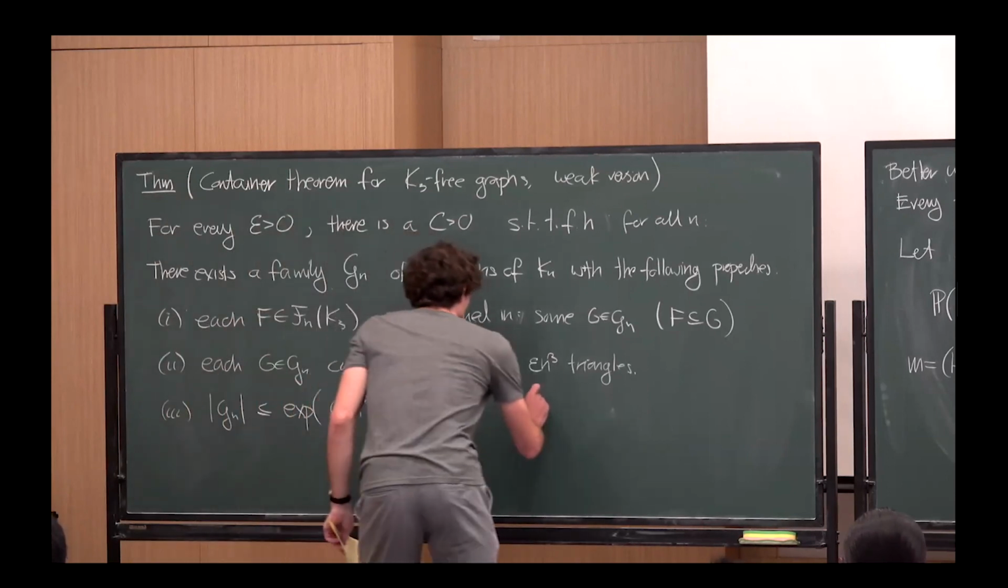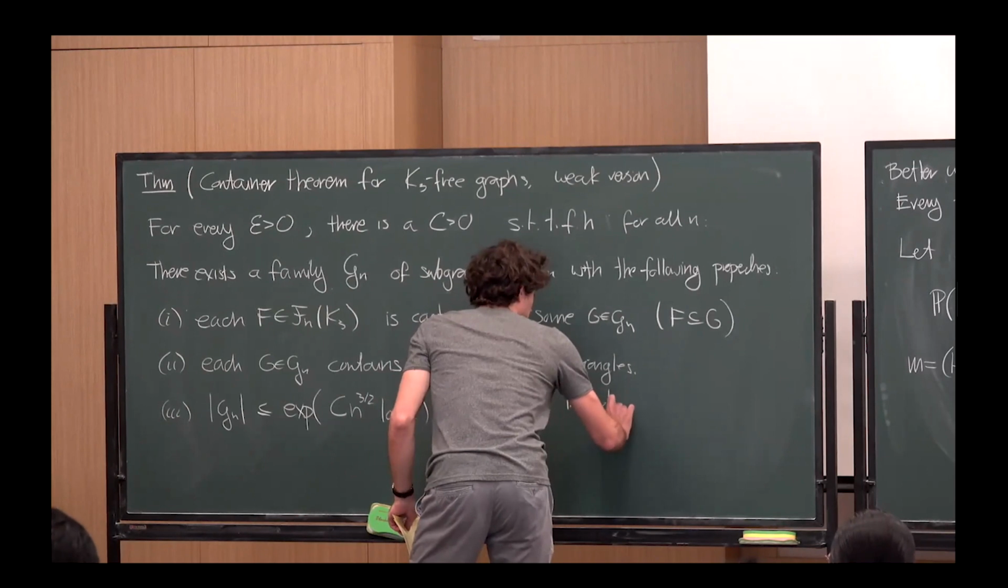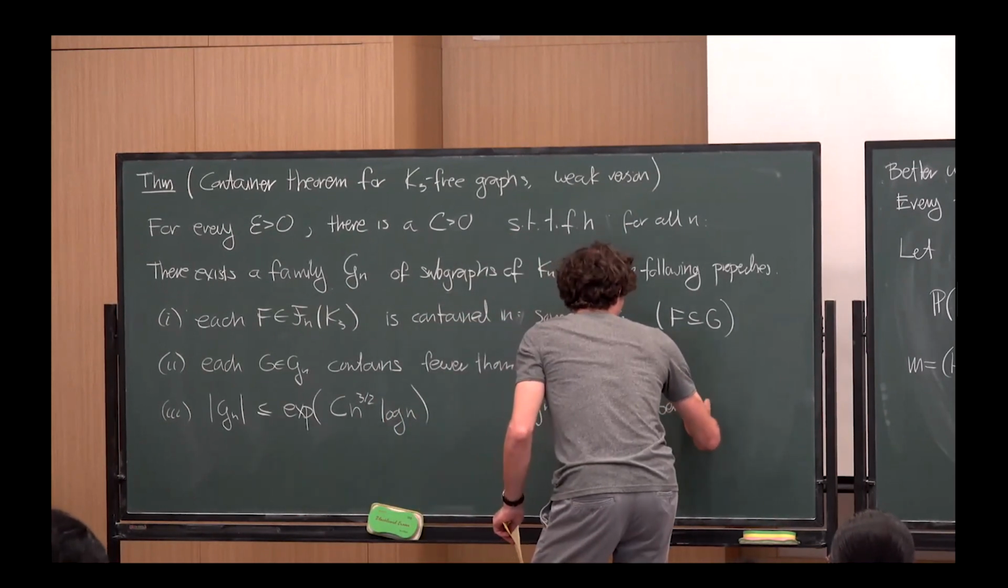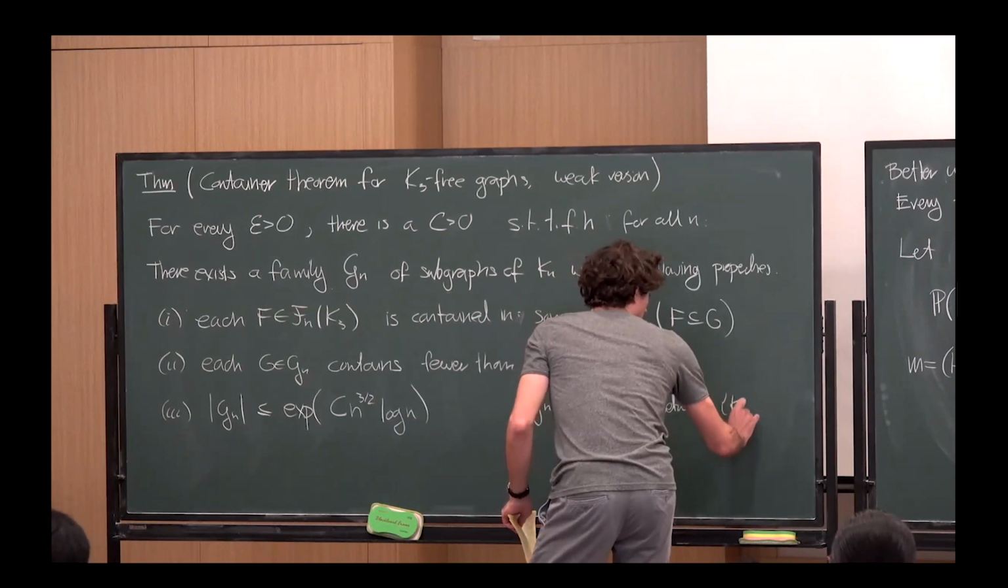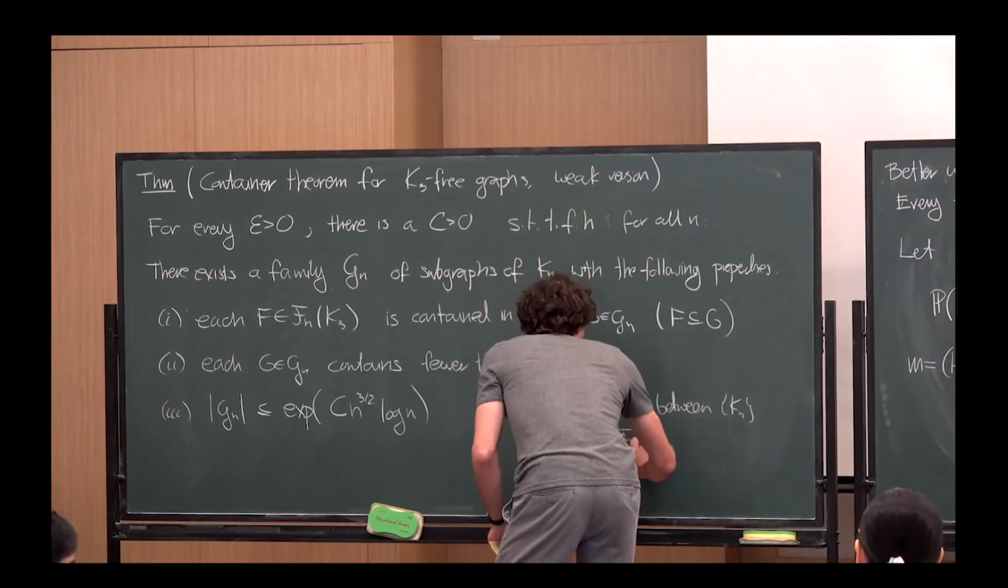So this Gn interpolates between the family comprising just the complete graph and the family of maximal triangle-free graphs.